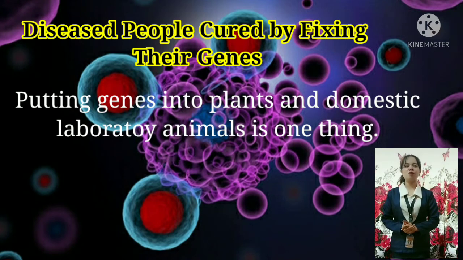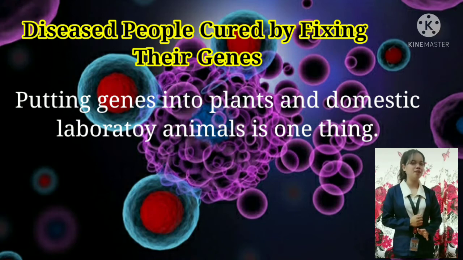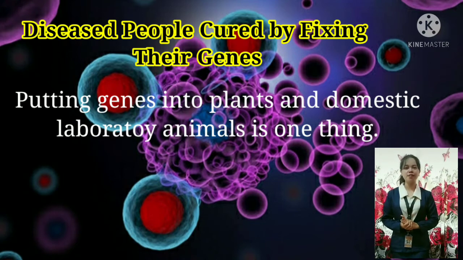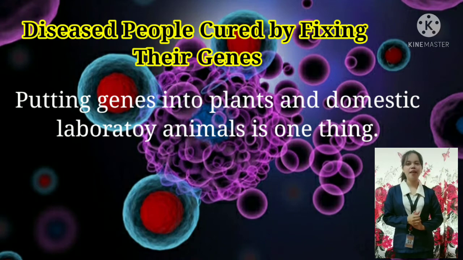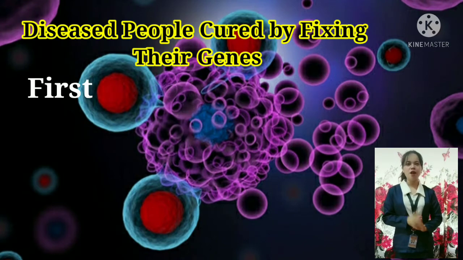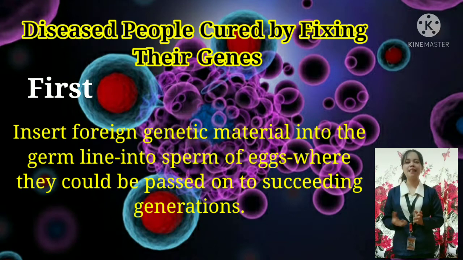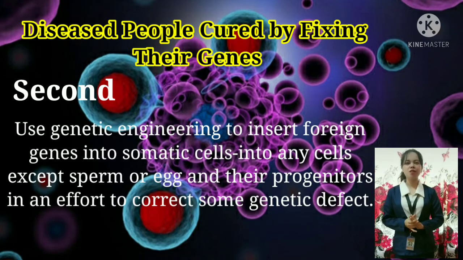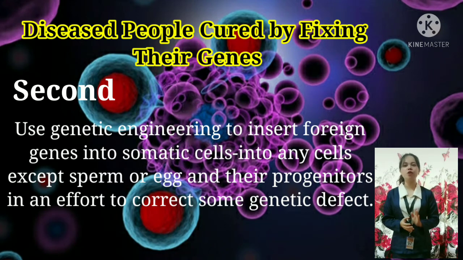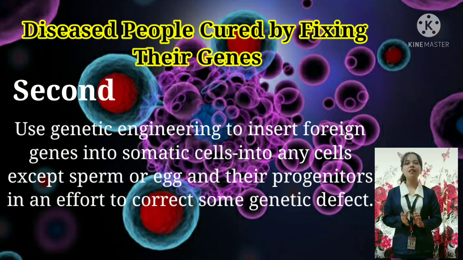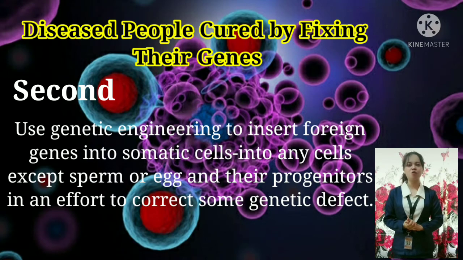Putting genes into plants and domestic laboratory animals is one thing. What about using genetic engineering to modify humans, in particular to cure human disease? There are two quite different procedures that are being debated under this heading, and they need to be discussed separately. The first procedure is to insert foreign genetic material into the germ line, into sperm or eggs, where it could be passed on to succeeding generations. The second procedure is to use genetic engineering to insert foreign genes into somatic cells, into any cells except sperm or eggs and their progenitors, in an effort to correct some genetic defect.